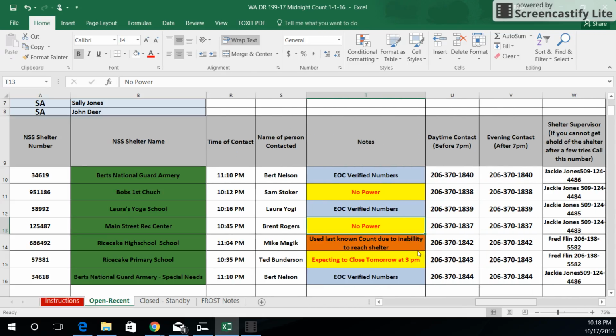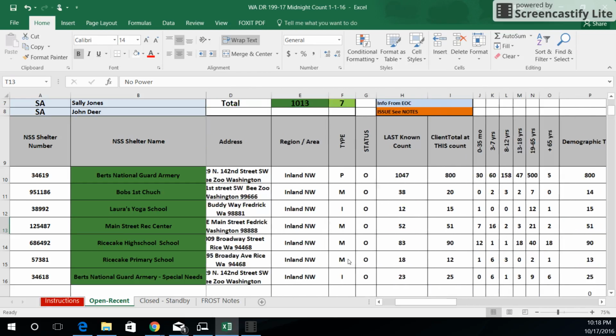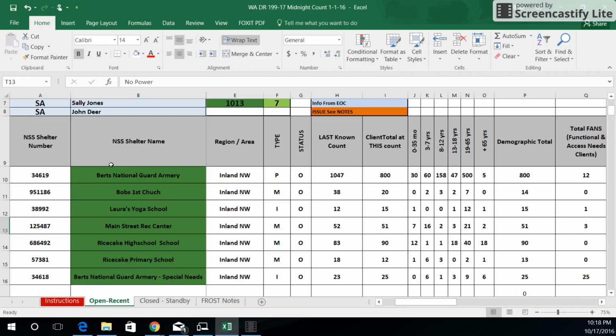The other thing that I want to mention is the type of shelter. Let's say you call Bob's First Church and he says, yeah, we did away with that whole Red Cross thing. We're just running this show all by ourselves. We had a disagreement with the Red Cross people. Well, they obviously still have a good contact phone because we're talking to them. We are going to list them as an independent shelter because they've, for whatever reason, severed their ties with the local Red Cross. And this does sometimes happen.